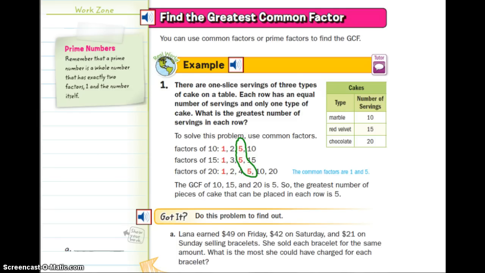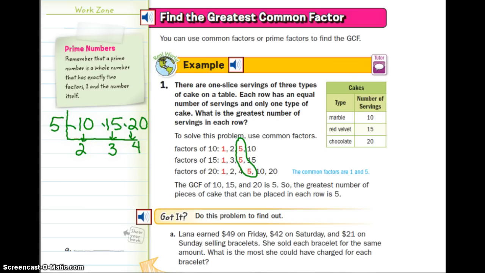Now, I want to show you another method to determine greatest common factor and least common multiple. It's an upside down division. So we put our upside down division, we put our 3 numbers, 10, 15, and 20. And we look at them and we say, well, we know they're all multiples of 5, so let's put 5 down. 5 goes into 10 2 times. 5 goes into 15 3 times. 5 goes into 20 4 times.